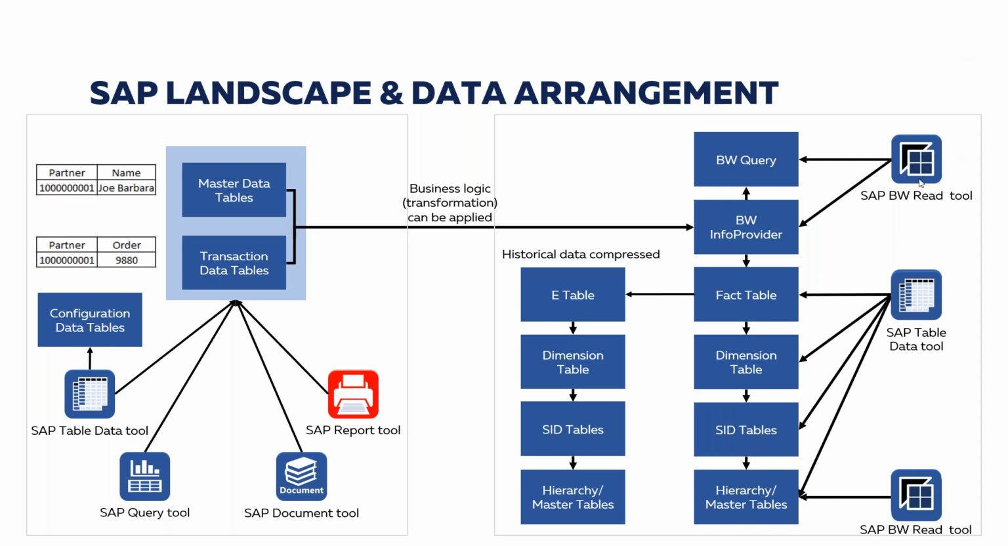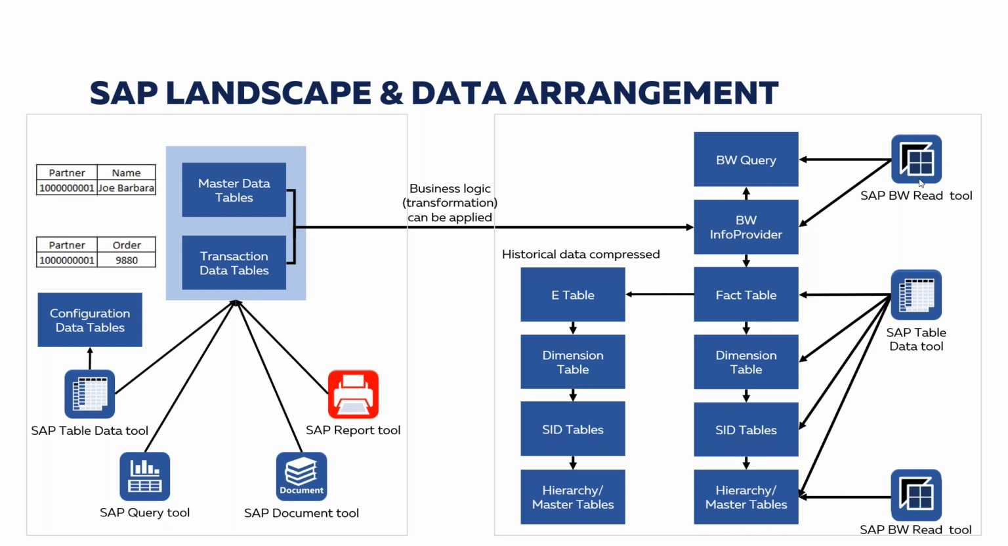So again, most of our users will use the BW Read tool to access data from BW queries. Access to BW info providers is often restricted in different environments. If you do have access to info providers through your SAP authorizations, then you're able to get data directly from there. And similarly, with the tables, we have a table data tool which can access data from these various fact tables, dimension tables, and SID tables if you have a need to do so.